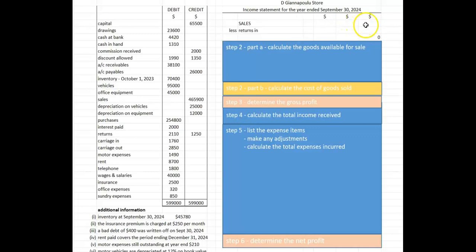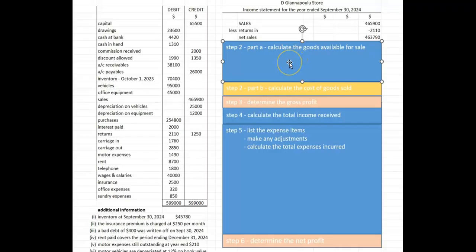Sales less returns. So we're going to enter the sales figure. So that's 465,900. And we're going to take away the returns. So to remember, return being in the opposite column to sales. And that gives us our net sales. Good, so that is step one.